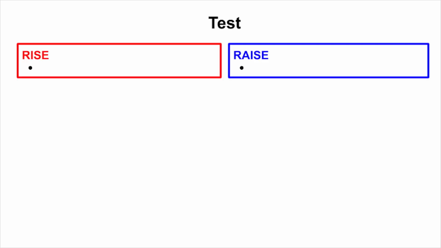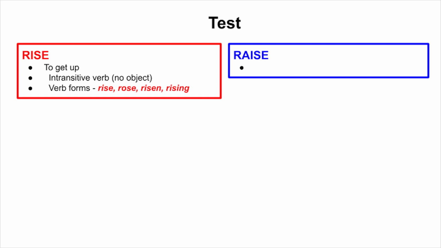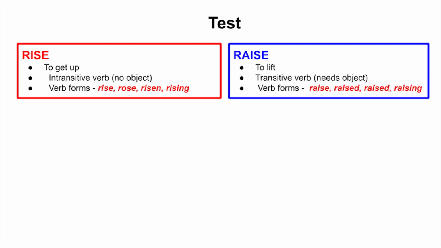Here is a test to ensure that you fully understand the difference between rise and raise. Remember, rise means to get up. It is an intransitive verb, which means it does not need an object to complete its meaning, and the verb forms are rise, rose, risen, and rising. Raise means to lift. It is a transitive verb, which means it needs an object to complete its meaning, and the verb forms are raise, raised, raised, and raising.